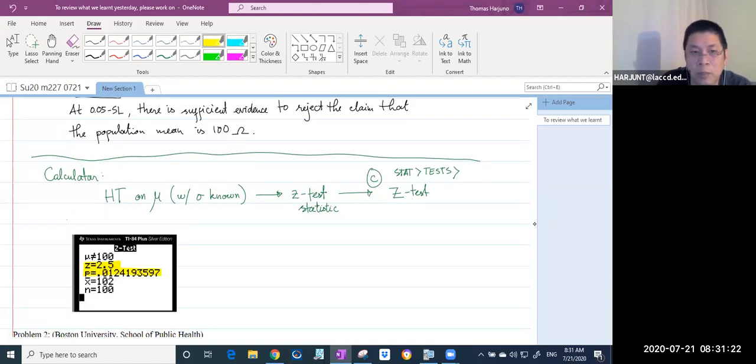That's because when you plug in numbers earlier, you didn't tell it what the alpha is, so it won't be able to tell you what the decision is supposed to be. But it tells you the p-value. One of the benefits of the p-value is that we will then know at what alpha we start rejecting the null hypothesis.